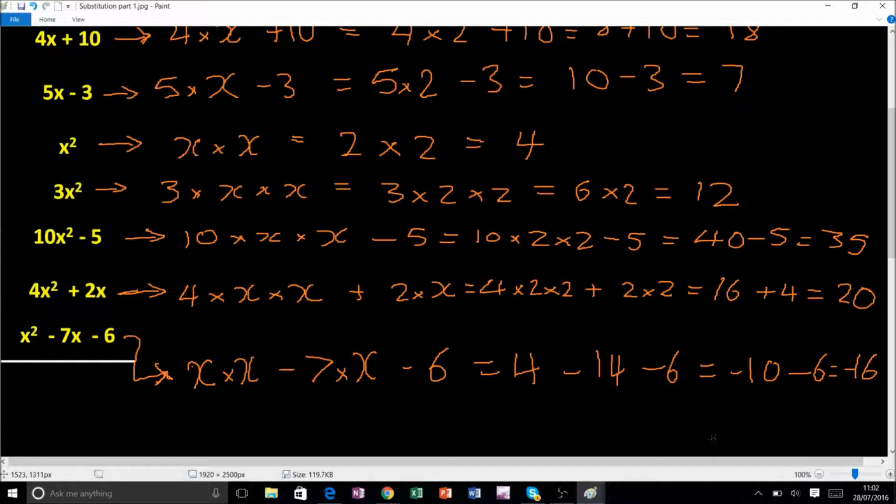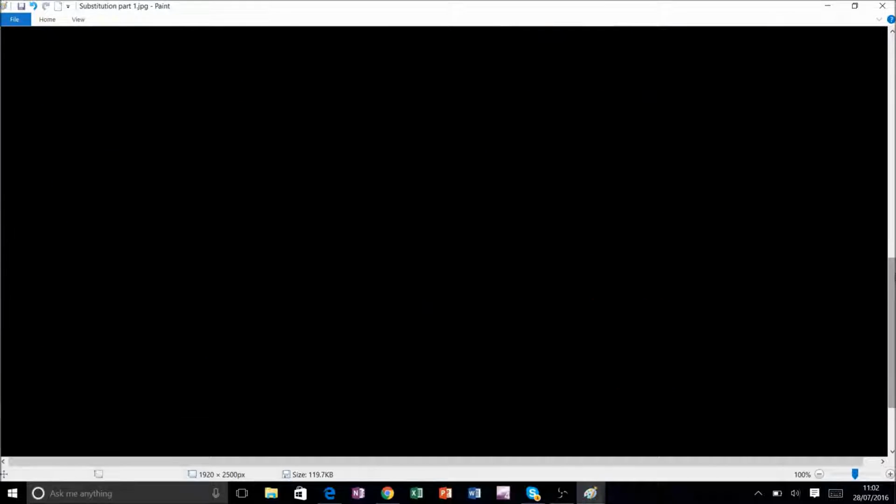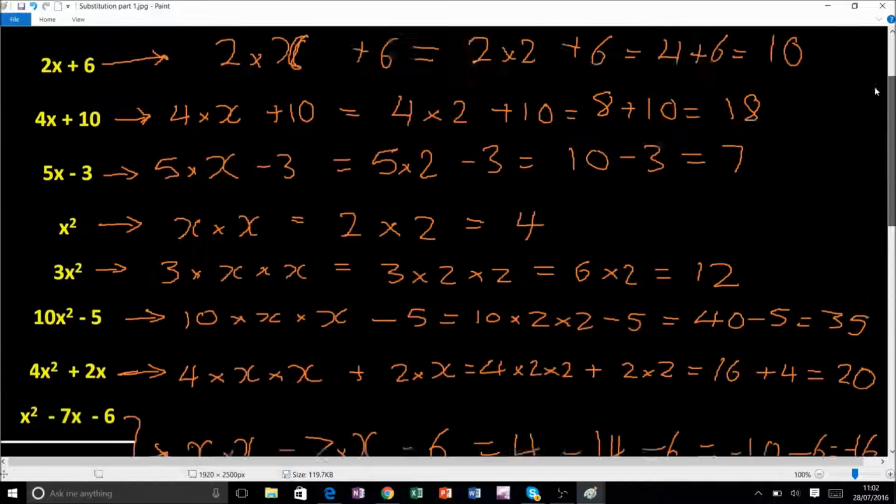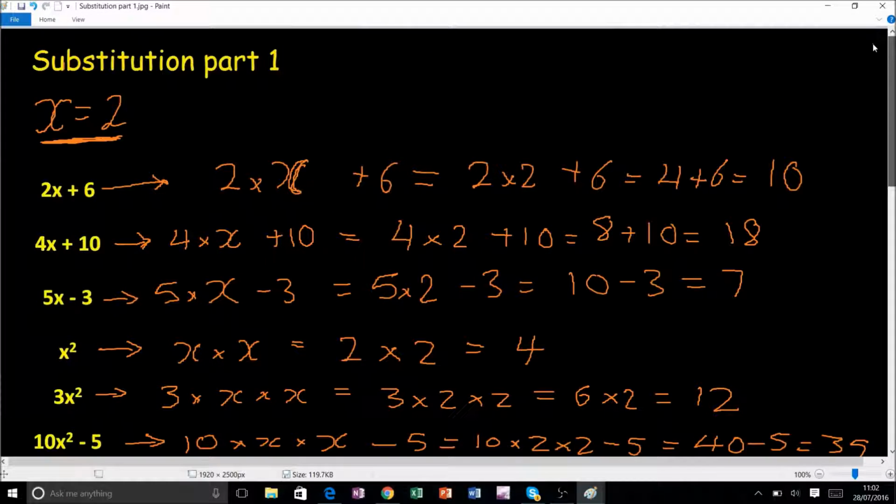So guys, that is basically substitution in a nutshell. I will probably be making a few tougher videos in the future, and possibly looking at some examination style questions on substitution. But that is basically what substitution is. With substitution, they'll give you a value for your letter that you're going to be substituting into the expressions.